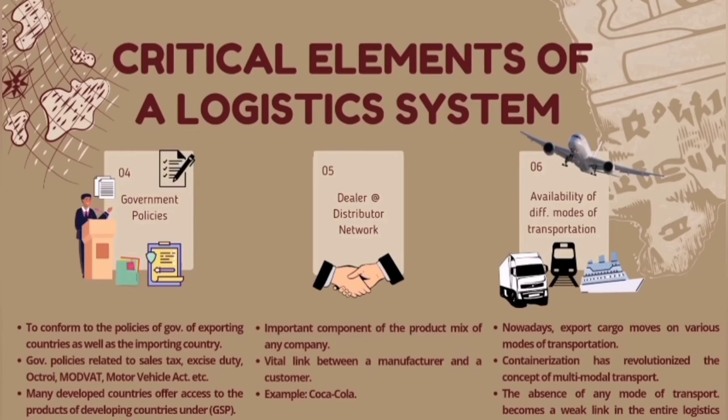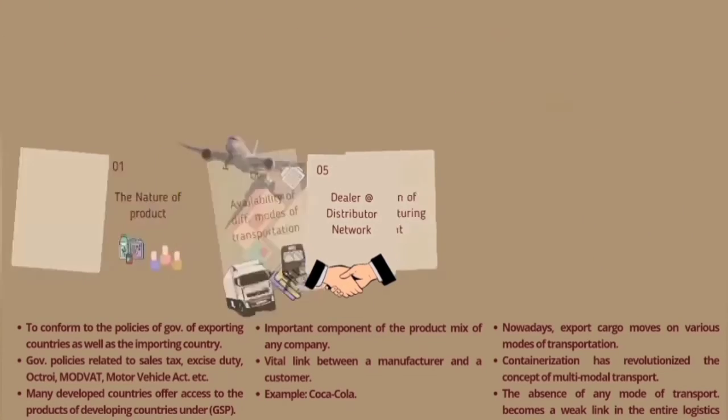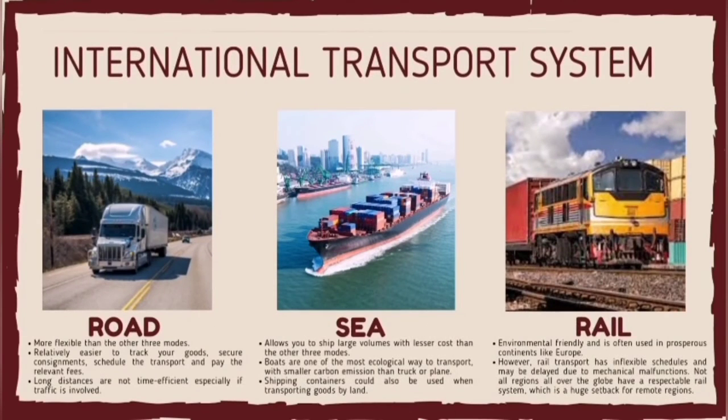Because it is now possible to transport cargo through various modes of transportation, the absence of any mode becomes a weak link in the entire logistics system. Therefore, the efficiency of the logistics system depends upon the availability of different modes of transportation. International modes of transportation in international trade: the four main modes are road, sea, rail, and air. Each mode has its perks, drawbacks, and conditions pertaining to the types of goods being transported or imported.